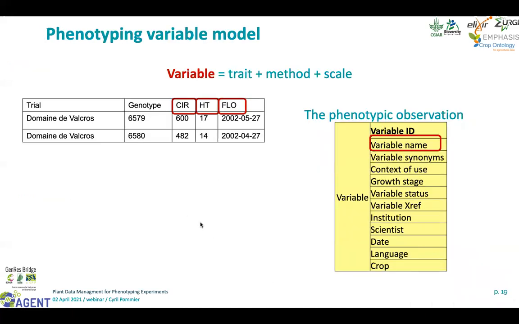So how does it work? As I said, it's a triplet. You've got a phenotyping variable model, which is made of a trait, a method, and a scale. Each of those three, SIR, HT, flow, is a variable. The most important field descriptors for each of those variables are the variable ID and the variable name. SIR is a name.